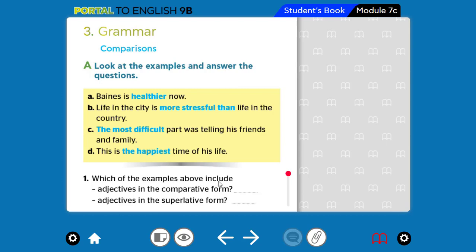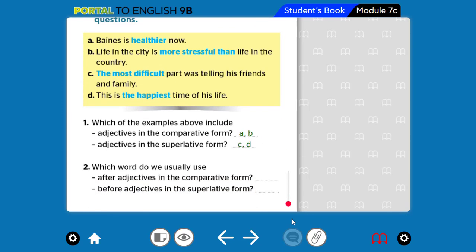Which of the examples above include adjectives in the comparative form? The answer is A and B. Adjectives in the superlative form? The answer is C and D. Which word do we usually use after adjectives in the comparative form? The answer is "than". Before adjectives in the superlative form, the answer is "the".